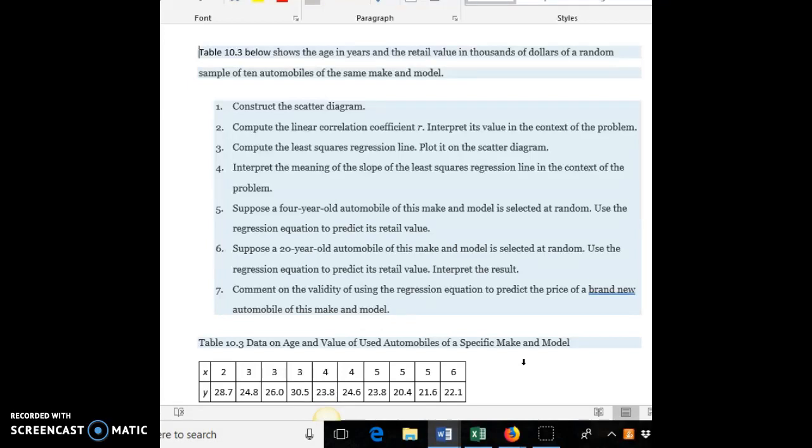We want to construct the scatter diagram. We want to compute the linear correlation coefficient R and interpret its value in the context of our problem. We want to compute the least squares regression line and plot it on the scatter diagram. We want to interpret the meaning of the slope of the least squares regression line in the context of our problem. We want to suppose that a 4-year-old automobile of this make and model is selected at random and use the regression equation to predict its retail value.